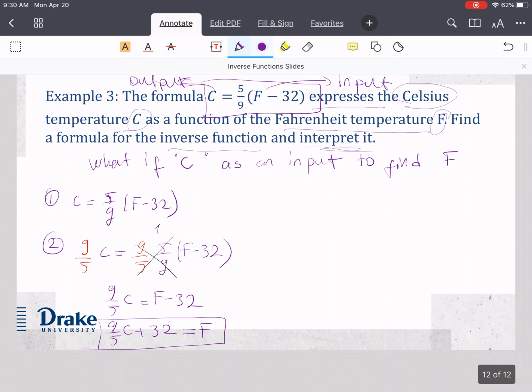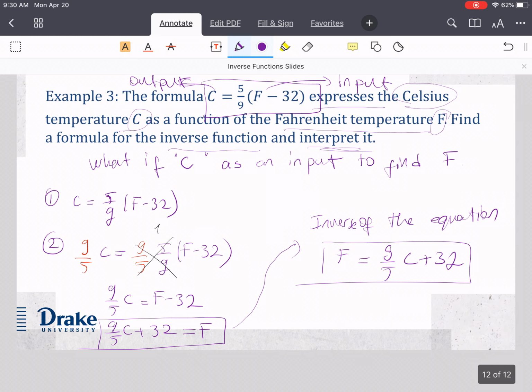Okay, so then what we found already is we don't need to switch the variables now because the variables were already given. Now we found the inverse function, so the inverse of the equation is essentially F equals 9 over 5 C plus 32. So if you knew this equation off the top of your head, you can always switch going from Celsius to Fahrenheit.